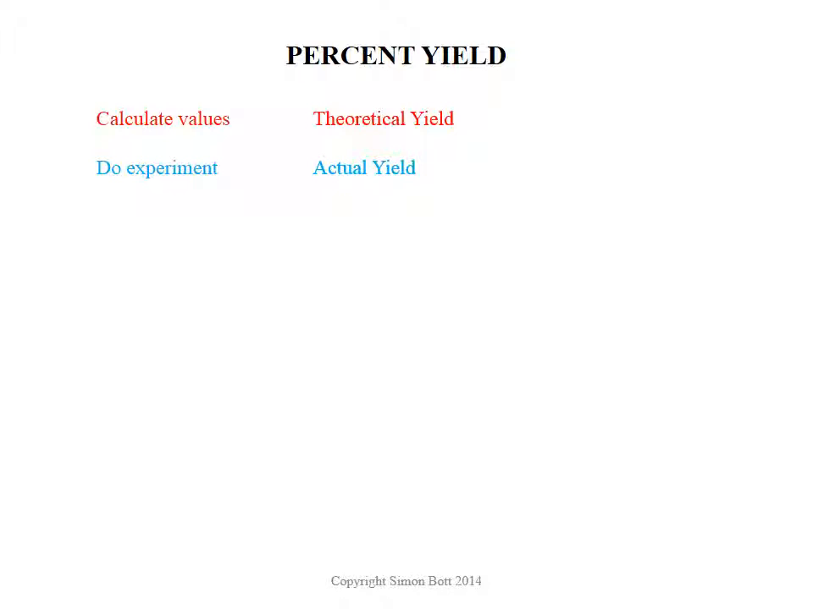So a chemist often talks about different reactions by reporting the so-called percent yield. The percent yield is simply what you get, the actual yield, over what you could have got, the theoretical yield, times 100.